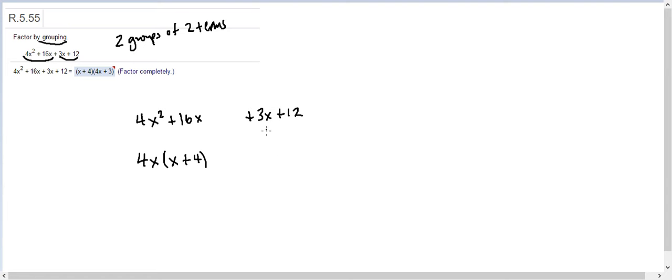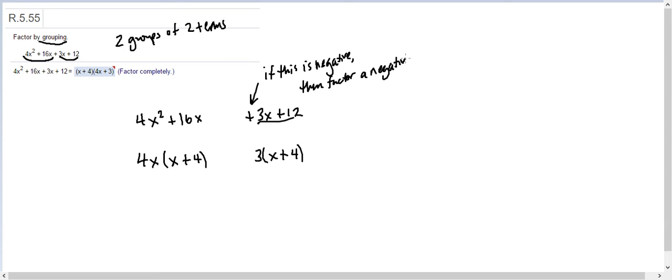Now in the second group, I can factor a 3 out of these here. So I'm going to factor out a 3, and 3 goes into 3x, x times, and 3 goes into 12 4 times. Alright, just a word here to comment on this. This problem doesn't have it, but if that leading term is negative, then you factor out a negative. Just in case a future problem comes up and has that on it. So if that's negative, we'll factor out a negative, but it's still 3.